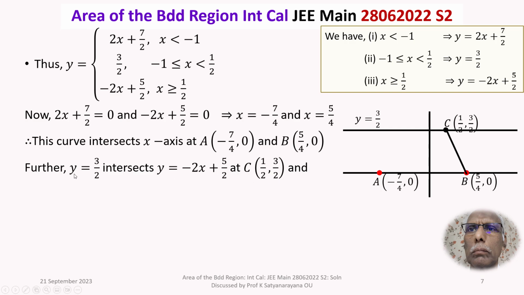So this is at C with coordinates 1 by 2 comma 3 by 2. How do we get it? Put y is equal to 3 by 2 in this: 3 by 2 is equal to minus 2x plus 5 by 2. Solve for x. Then you will get 1 by 2. So that is the C.